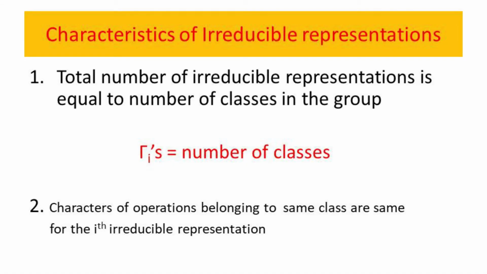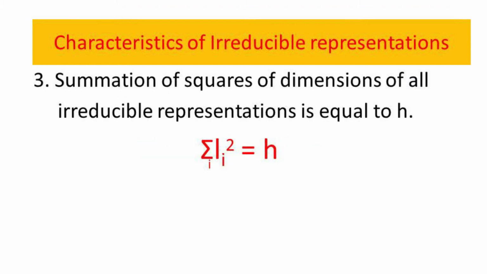Representation in words and formulae. The total number of irreducible representations is equal to the number of classes in the group. It's our first rule. Second rule: characters of operations belonging to the same class are the same for the ith irreducible representation. Rule number 3: the summation of squares of dimensions of all irreducible representations is equal to h. Summation of l_i squared is equal to h, where i is a variable, an irreducible representation.